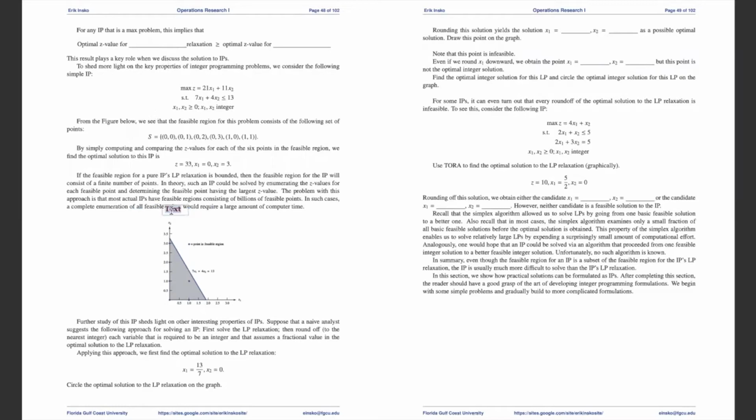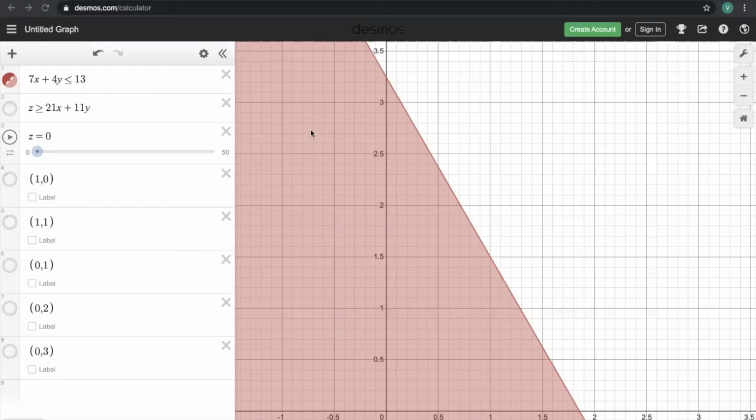And for this one, we realize that LPs are more relaxed than the IP. And we'll see that in the following example. So we have to maximize z equal to 21x1 plus 11x2, subject to 7x1 plus 4x2 less or equal to 13, but we want our variables to be integers.